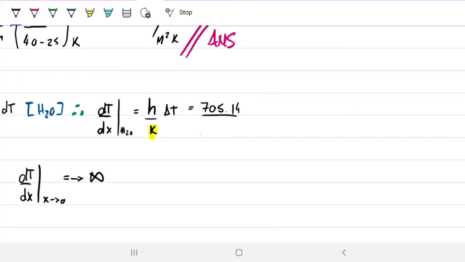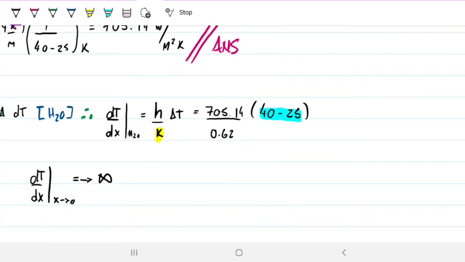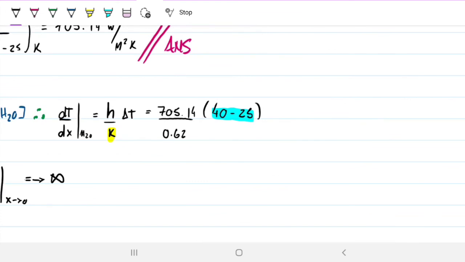The k for water was given as 0.62, and my dT for water is 25. And then once again, this is the last part in which this guy would be negative and will give you a negative gradient, right? So up to you, however you want to think of it. The gradient is always going to be negative. So if you remember that and you know it's from hot to cold, then you can ignore the sign and just put it at the end if you wish.